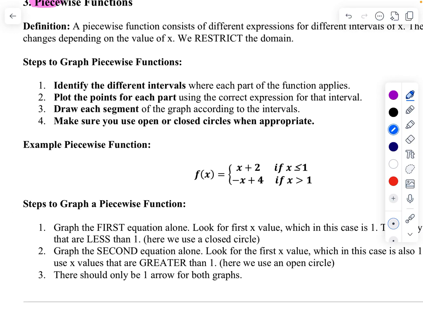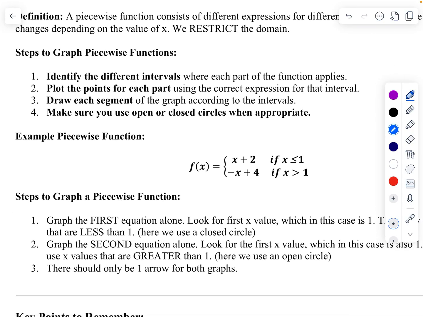So a couple of steps and things to remember when you're graphing them. You're going to identify the different intervals, understanding that where we're going to graph it depends on the restricted domain. We're going to plot the points for each part individually. We're going to draw each segment of the graph according to the intervals, and we're going to make sure that we're looking to see if we need to use open or closed circles.